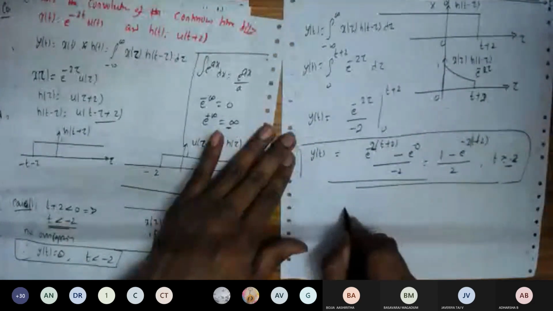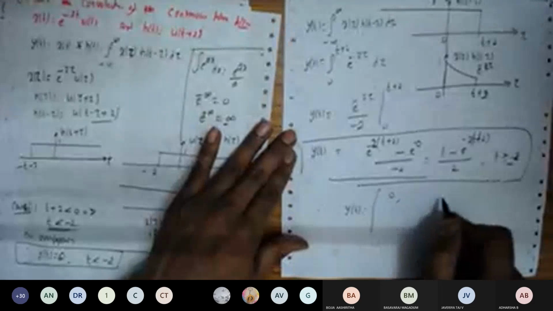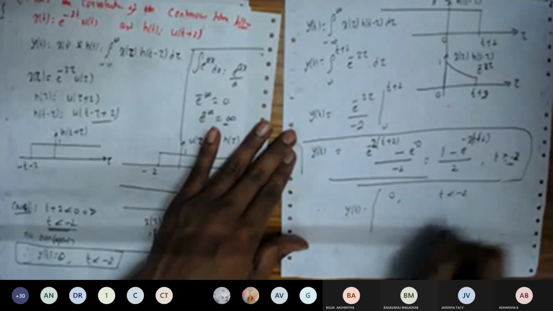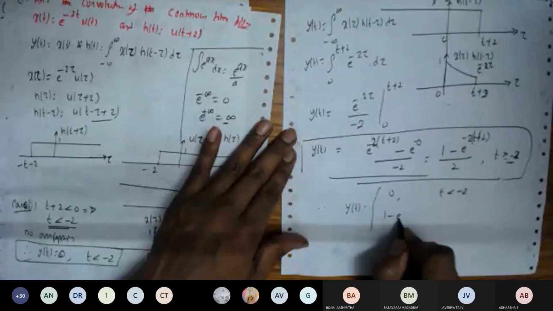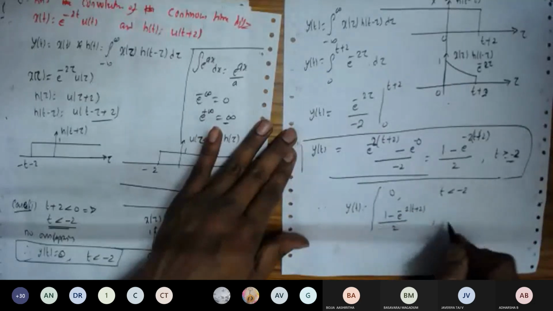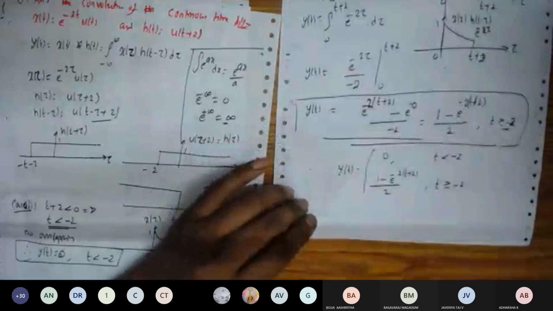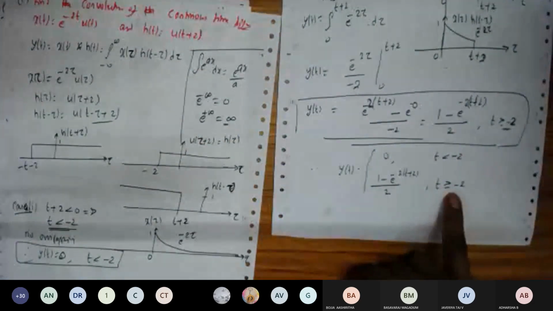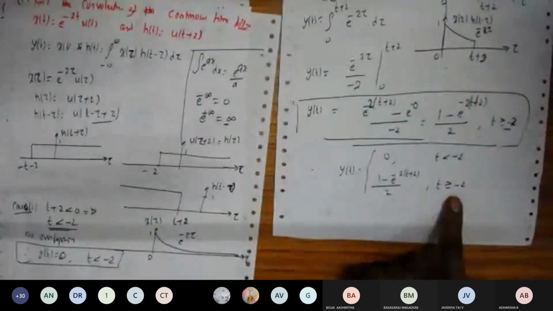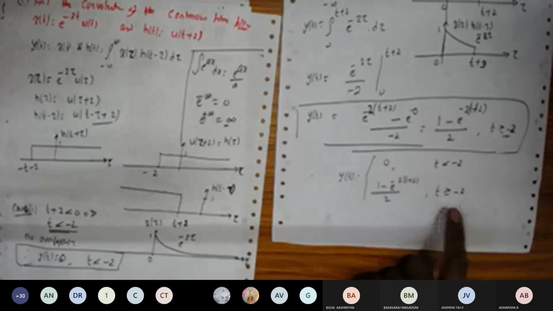So let us summarize. Therefore, y of t is equal to, since two values are there, 0 for t less than minus 2, and 1 minus e to the power of minus 2 into t plus 2 divided by 2 for t greater than or equal to minus 2. t greater than or equal to minus 2 means you can express this in terms of the unit step function also.